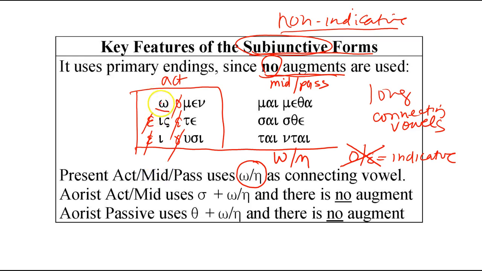And so these are the suffix endings you will use with the subjunctive. But you're not going to use any short vowels. You're going to use long ones instead. And you'll see what the form looks like when we use the long connecting vowels, omega and eta.